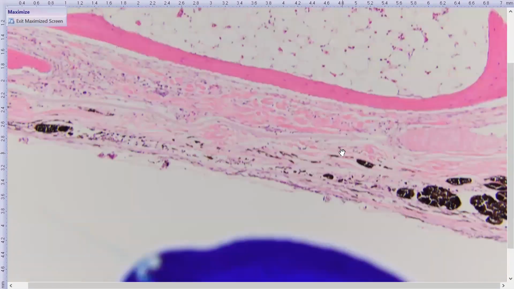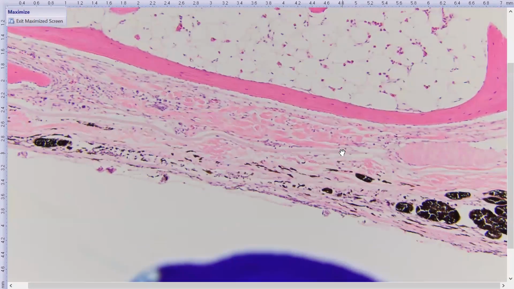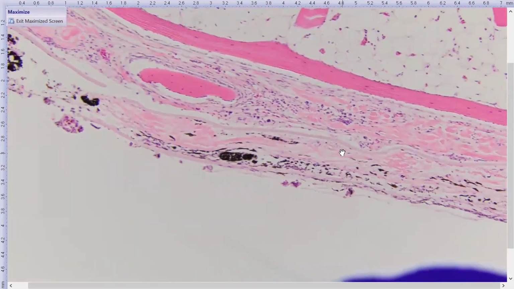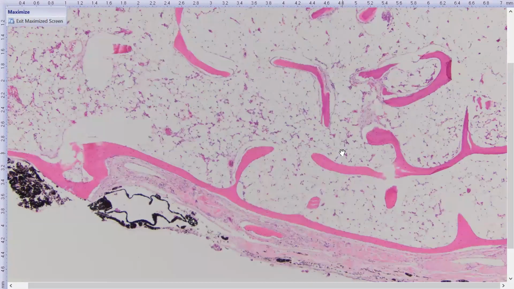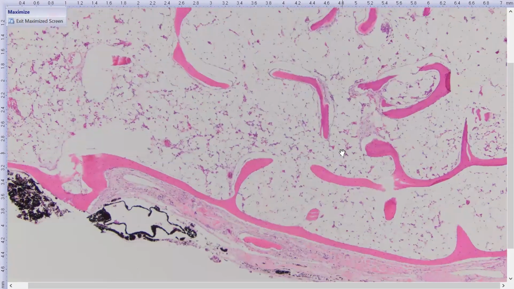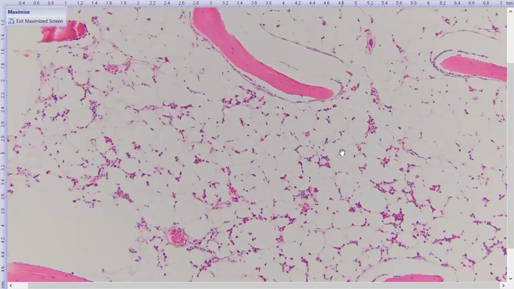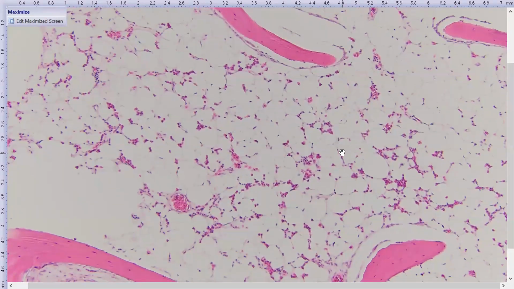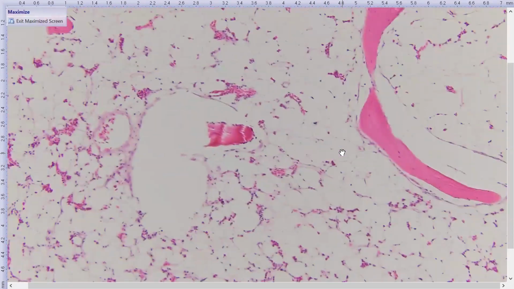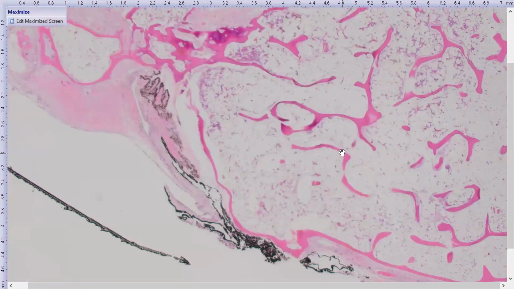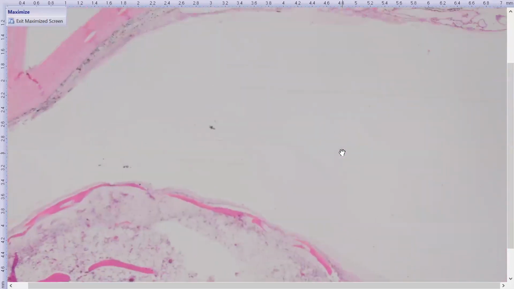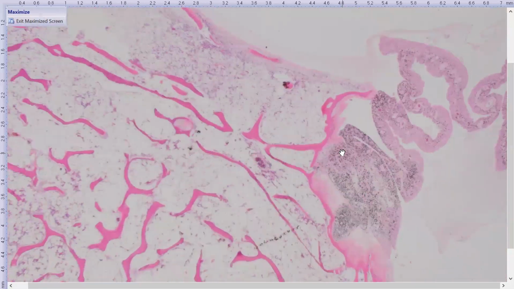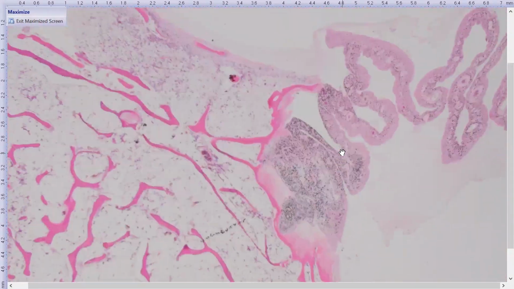There is a small fragment right here of lens capsule remaining. And so the lens has actually been replaced by these anastomosing trabeculae of bone that are interspersed with adipose tissue and hematopoietic elements, so bone marrow formation. So we've got a pretty solid mass here, and moving towards the back, here's that pecten ligament attached to the back.